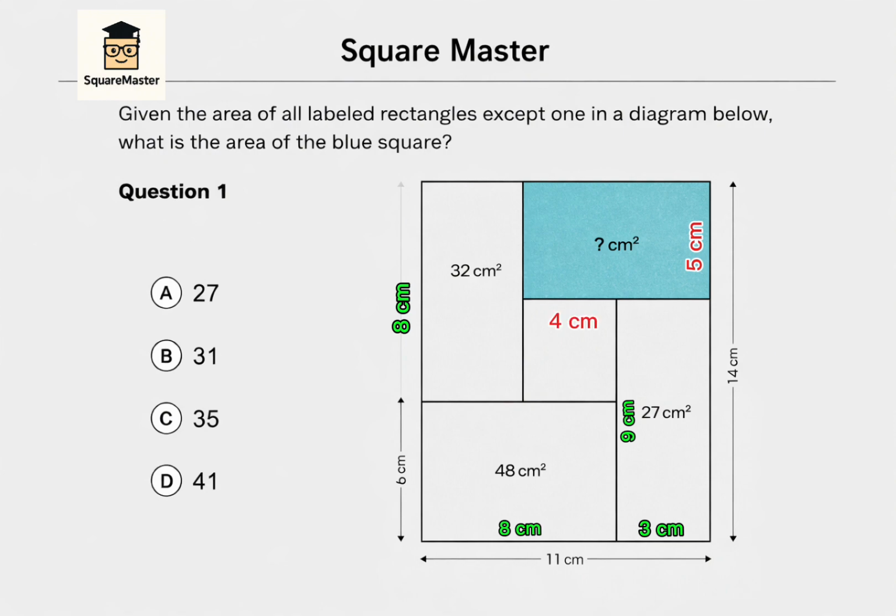Now we're almost done. The total length of the green rectangle is made of 4 centimeters from the left part and 3 centimeters from the right part. So 4 plus 3 equals 7 centimeters. Now we have both dimensions of the green rectangle. Length equals 7, width equals 5. Final calculation. Let's calculate the area. 7 multiplied by 5 equals 35 square centimeters. And that's our final answer.